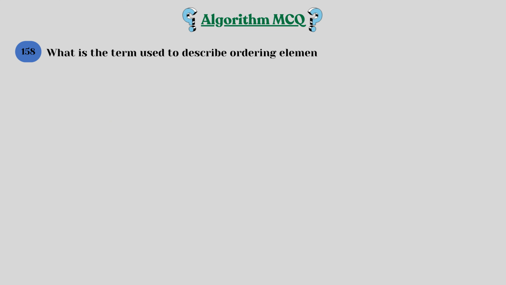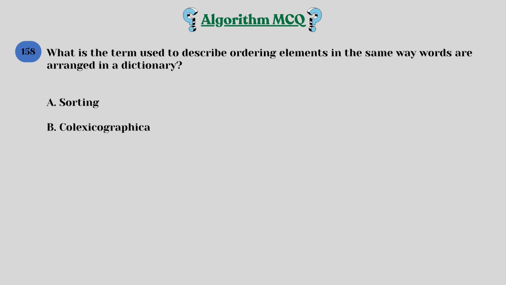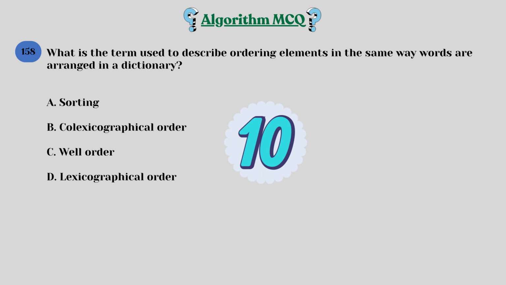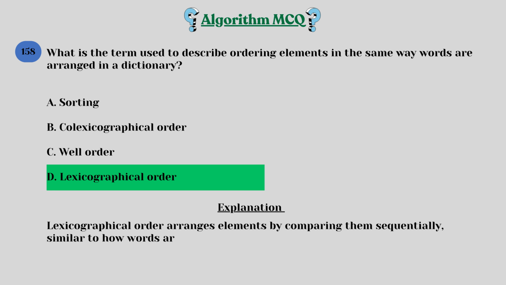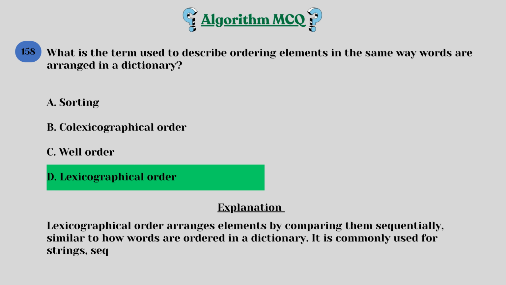What is the term used to describe ordering elements in the same way words are arranged in a dictionary? Correct answer: lexicographical order. Explanation: lexicographical order arranges elements by comparing them sequentially, similar to how words are ordered in a dictionary. It is commonly used for strings, sequences, and character-based comparisons.